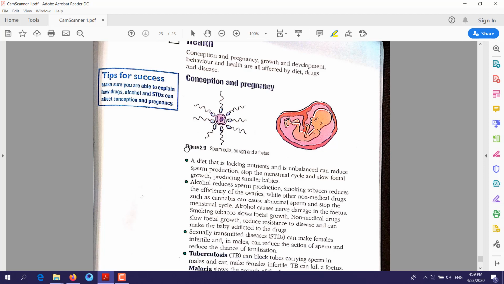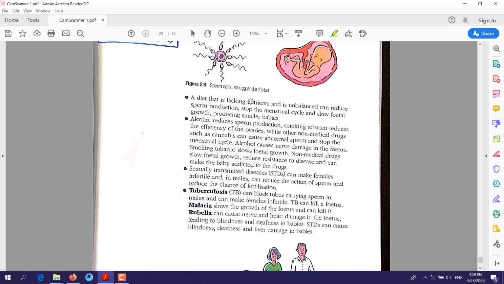For example, conception and pregnancy. A diet that is lacking nutrients and is unbalanced, how will it affect? It will reduce sperm production, and it can also stop the menstrual cycle and slow fetal growth, producing smaller babies. So during pregnancy, a woman should get enough nutrients, because if she gets fewer nutrients, this will affect the fetus. How? The fetus will grow slowly, and the size of the embryo will be smaller.